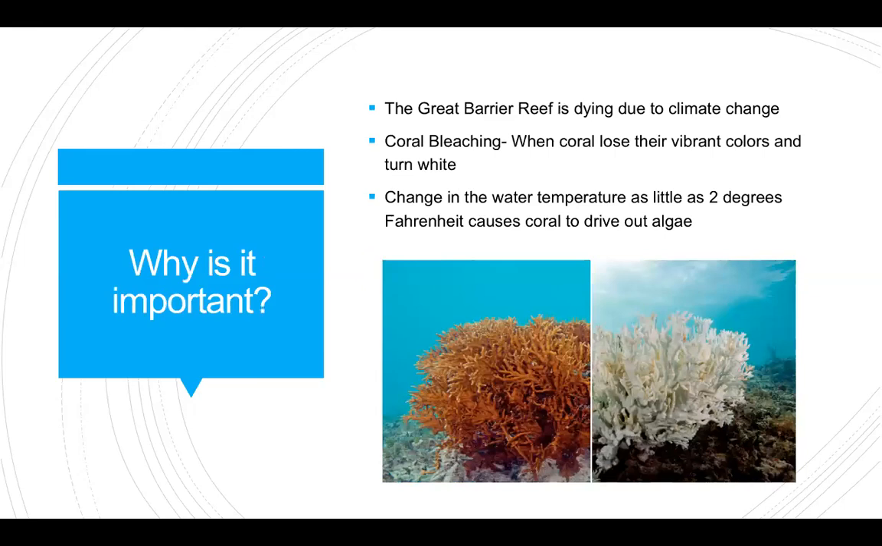So why is it important? It's important because the Great Barrier Reef is dying due to climate change. The rising of sea temperature means the reefs are at greater risk of heat stress and mass coral bleaching. Coral bleaching is when the coral loses its vibrant colors and turns white. This happens when the water temperature is too high. The coral releases the algae, and then when the algae leaves, the coral fades, making it a bleached color. A change in the water temperature as little as 2 degrees Fahrenheit causes coral to drive out algae.